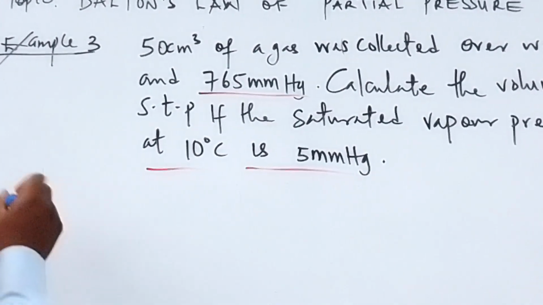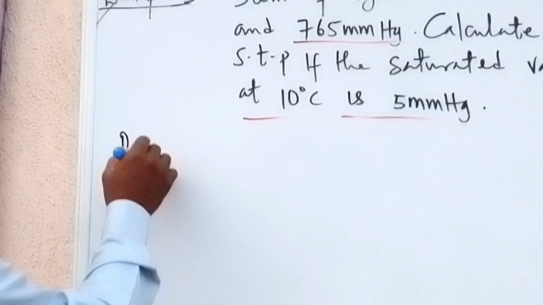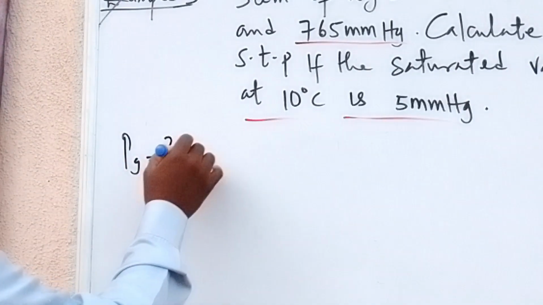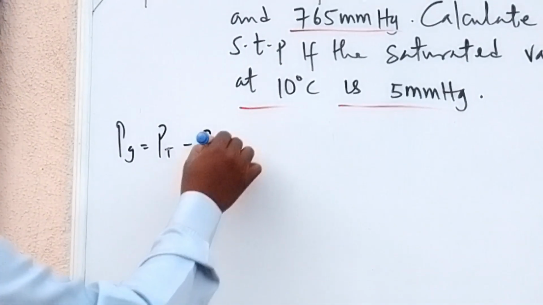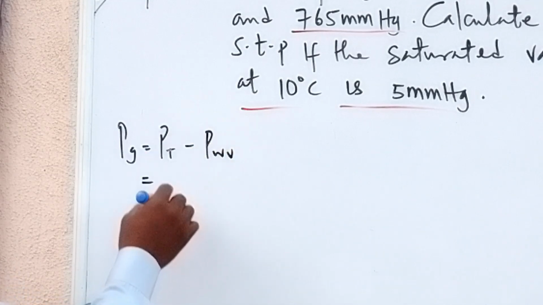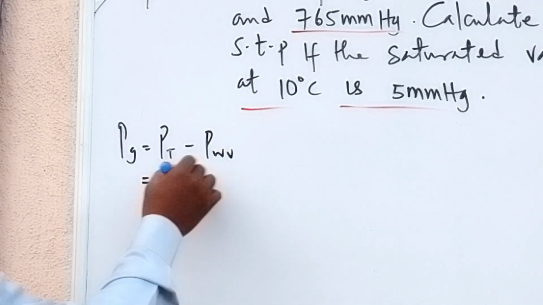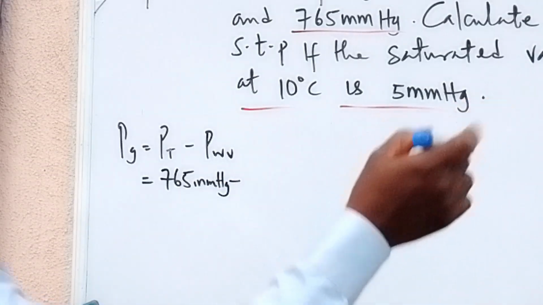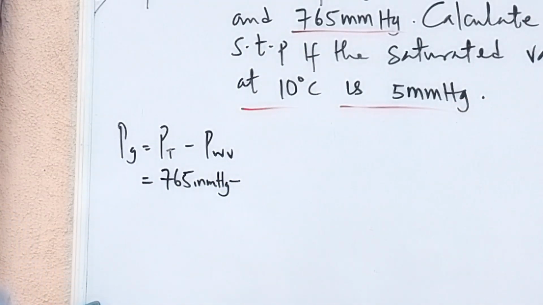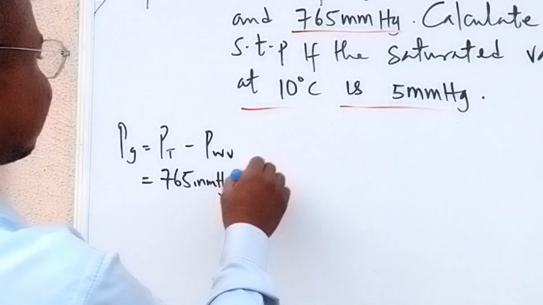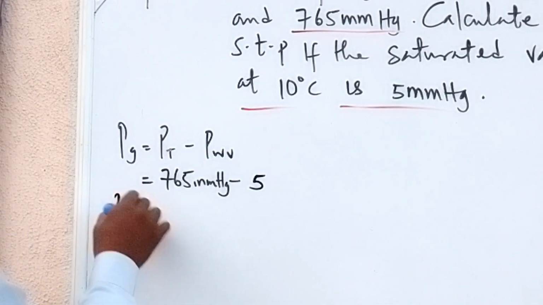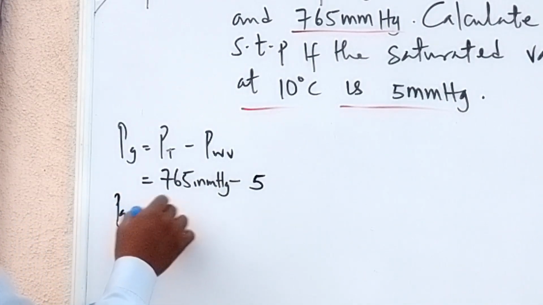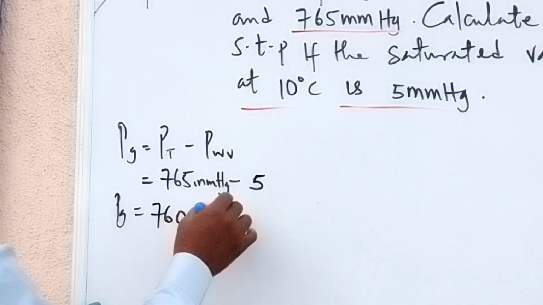So let's do the usual thing. We have P gas equals PT minus PWV. So PT is 765 mmHg minus our P water vapor, which is 5. So our P gas will give us 760 mmHg.